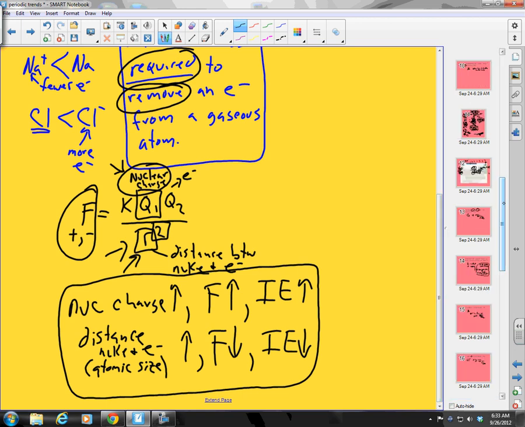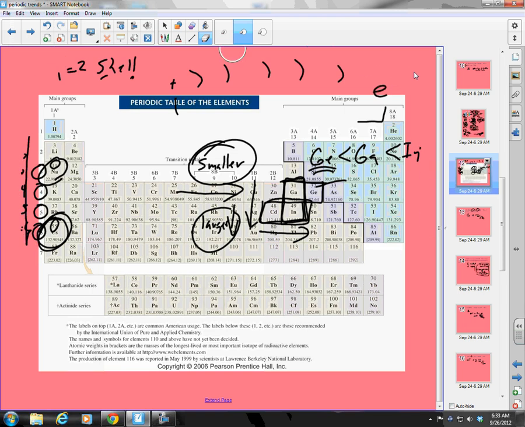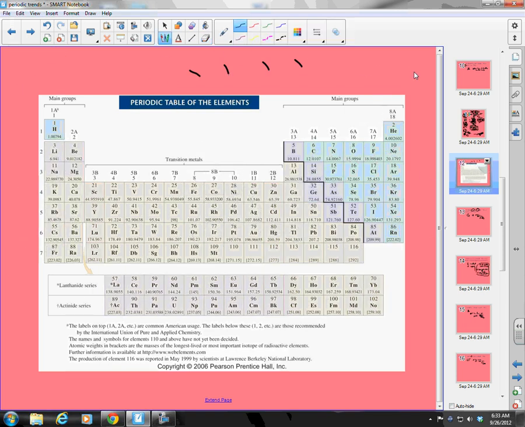Let's take a look at our periodic table and let's talk about the trends. Let's clean this up a bit. Magic. Woo, I love that, don't you? Good. Oh man, I left some. Boy, there we go. Abracadabra.